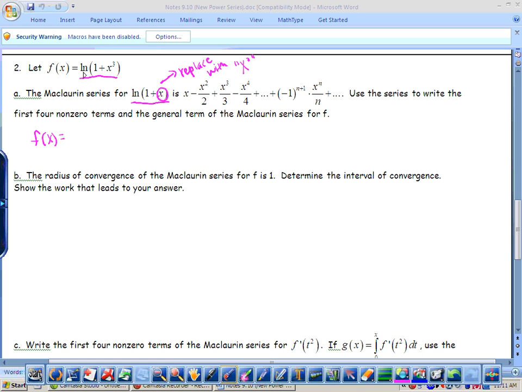All right, so f of x is what they're calling the new one that I'm supposed to create. So f of x is going to equal x cubed minus x cubed squared would be x to the 6th over 2. X cubed cubed will be x to the 9th over 3. First 4 terms, I need one more. X cubed to the 4th will be x to the 12th over 4. And then my general term, x cubed to the n power will be x to the 3n over n.